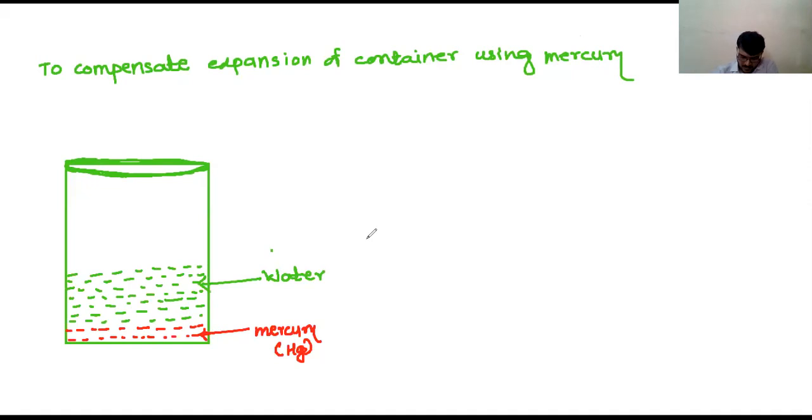Now, why take mercury? Because this mercury will compensate the expansion of this container. The first doubt you might have got is, sir, why have we taken mercury? Because already I told, we have to compensate the expansion of that container. We don't want expansion of the container, only we want expansion of the liquid, that we have to study. That's why I am taking some mercury and keeping it in that container below the liquid.